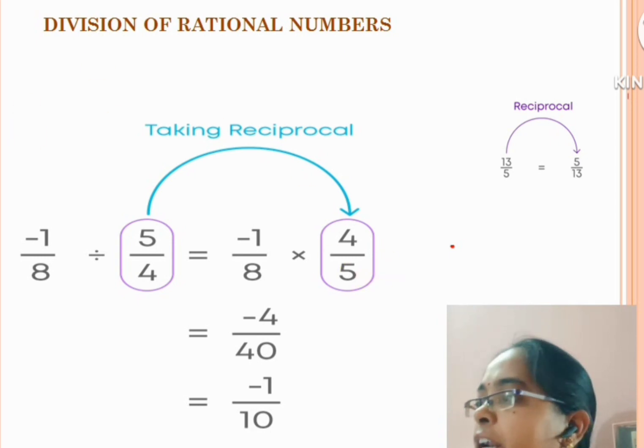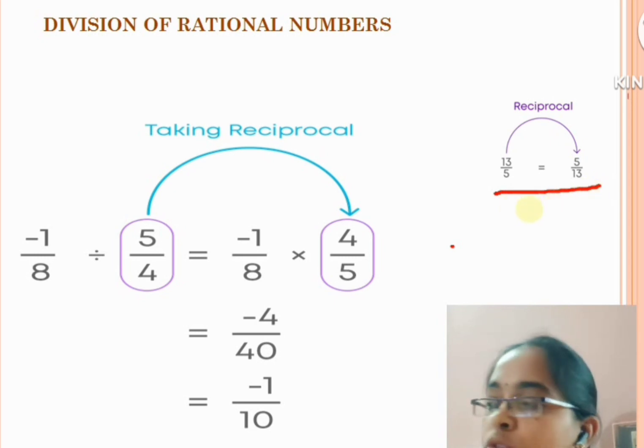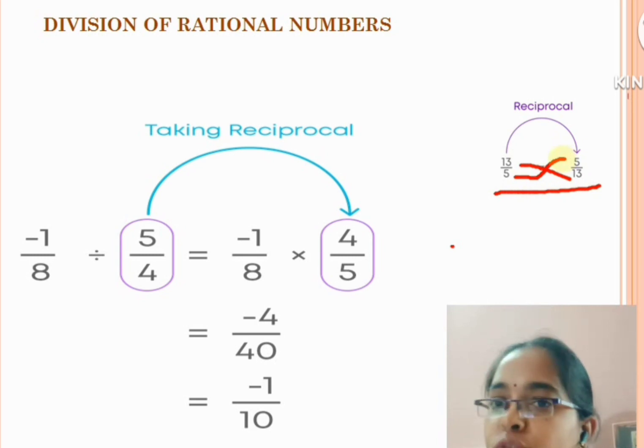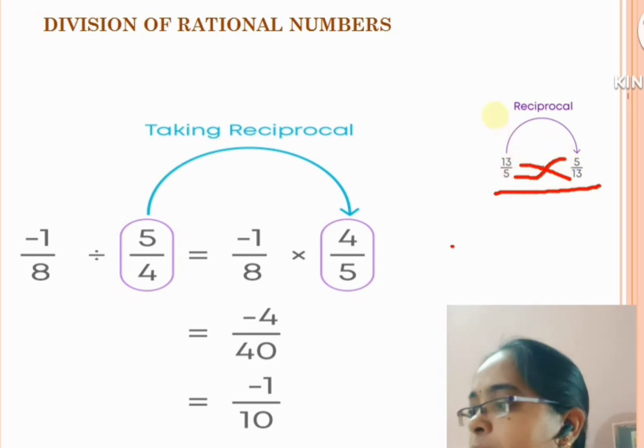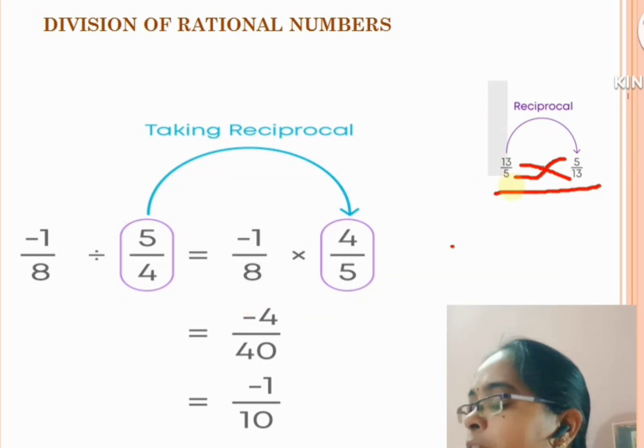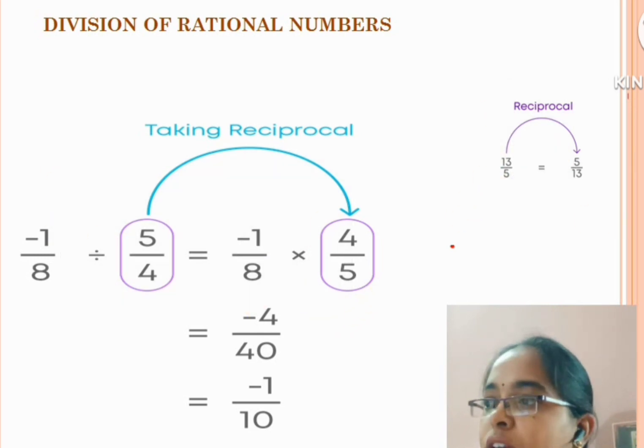Now see how to do the division of rational numbers. While doing division of rational numbers, we need to take the reciprocal. What is a reciprocal? The numerator becomes the denominator and the denominator becomes the numerator. So while doing division of rational numbers, instead of division, we do multiplication by taking the reciprocal of the second fraction. In the previous slide we discussed how to do multiplication. So like this we will perform basic arithmetic operations on rational numbers.